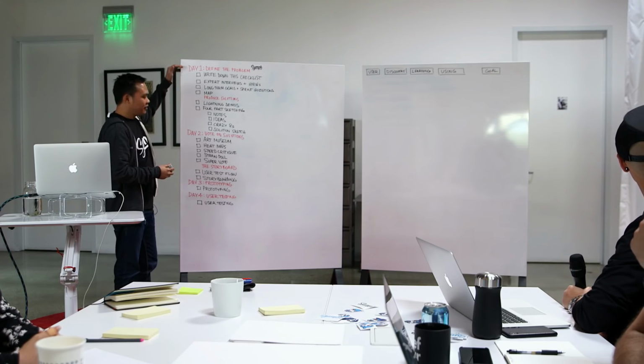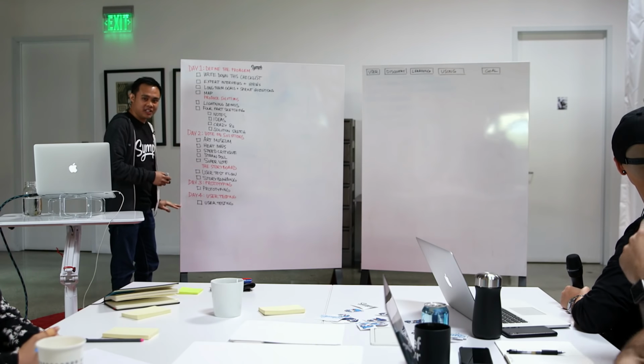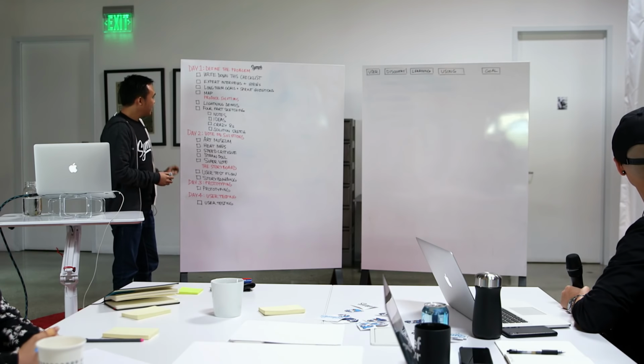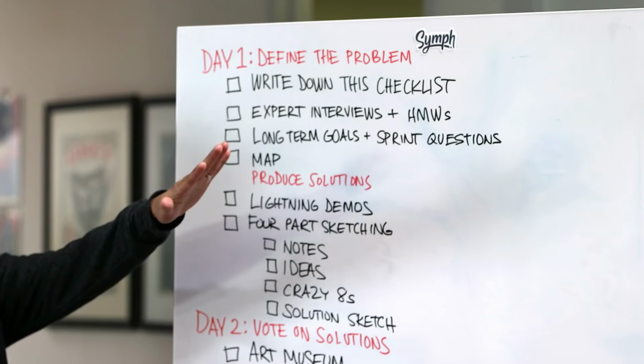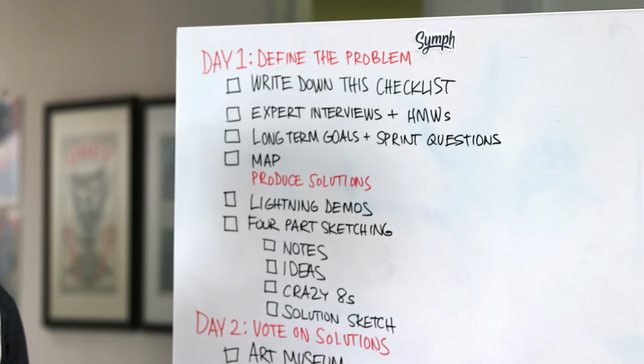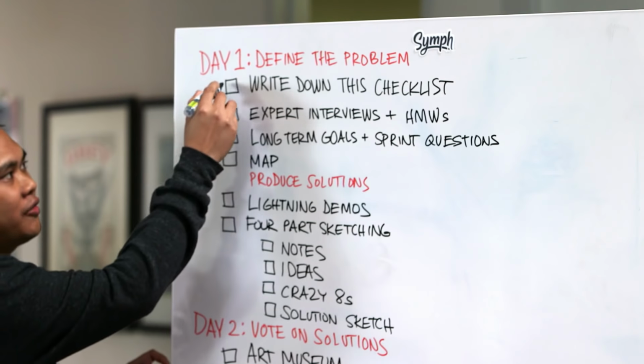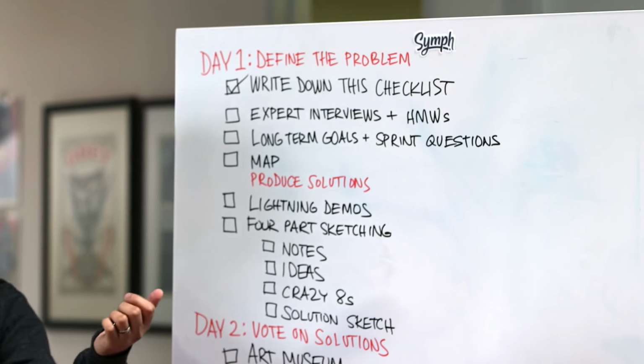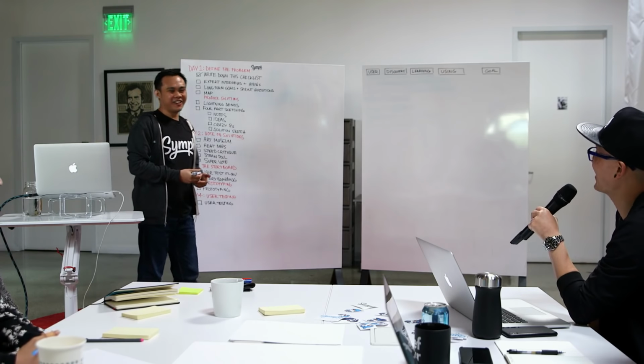Okay, so we have here the entire set of activities that we need to do, all right? And then the first one is just write down this checklist. So if you're facilitating a sprint, you then just check off, because we already did that. Yay! Wow, we've done so much already. This is amazing.